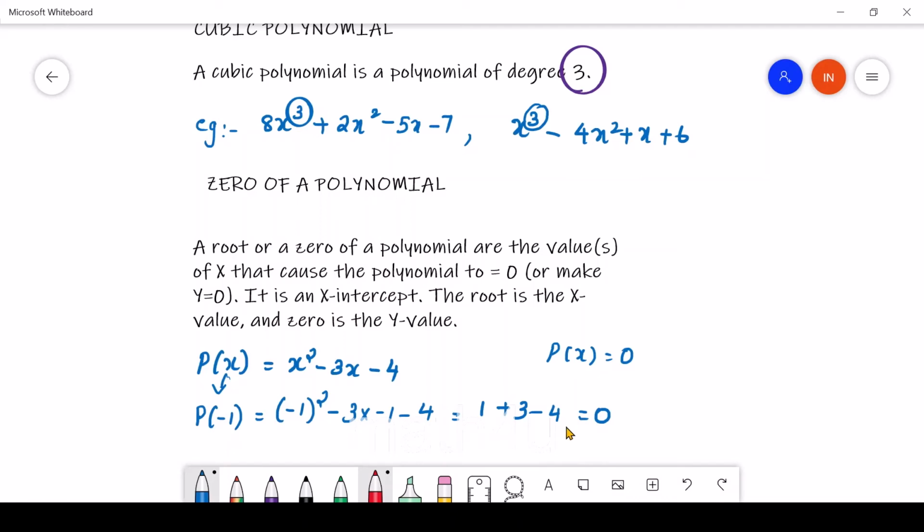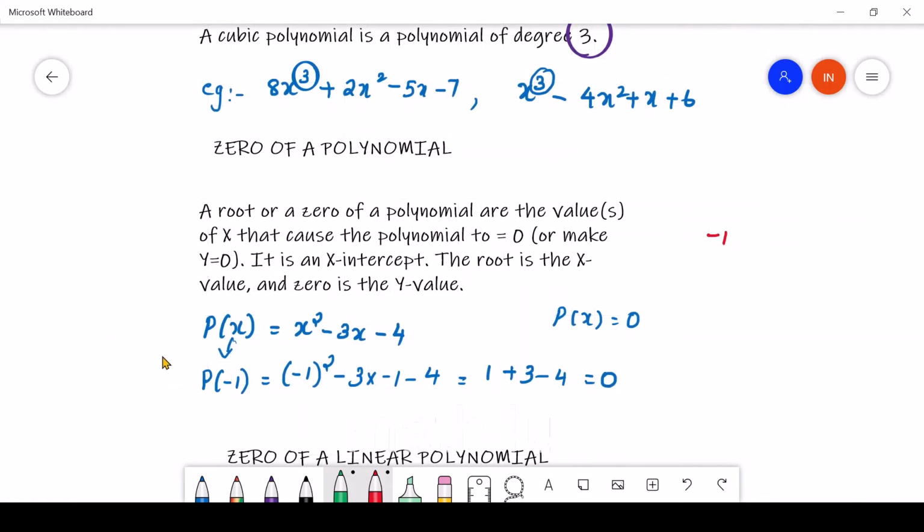So at which value of x did you get the polynomial as 0? That is minus 1. Yes. For minus 1 you got the polynomial equal to 0. Now let me put another value, p of 4. So how can we find p of 4? We just substitute 4 instead of x everywhere in the given polynomial. So 4 square is 16, minus 3 into 4 is minus 12, minus 4. This is equal to 0.